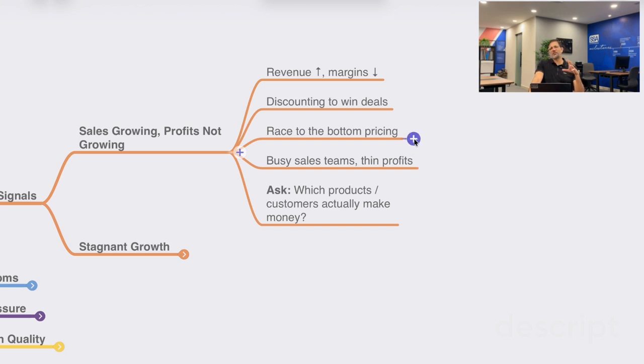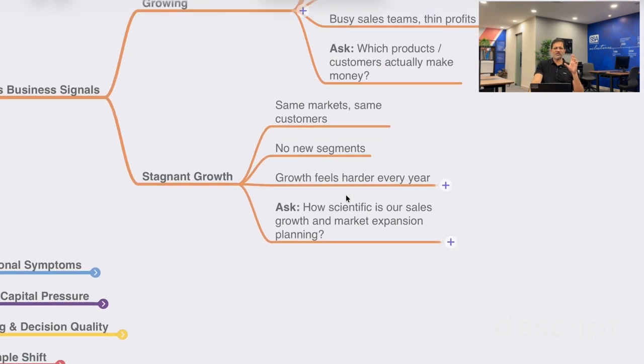The sales team seems to be very busy, but it is not reflecting in terms of the actual profits that we are making. So here we need to ask the question, which products or customers are actually making us money? Have we made a conscious decision of which customers we are going to go after? Have we looked at the contribution that each one of those products and customer segments give us? And does it still make sense for us to invest the resources to go after those customers despite the margins eroding?